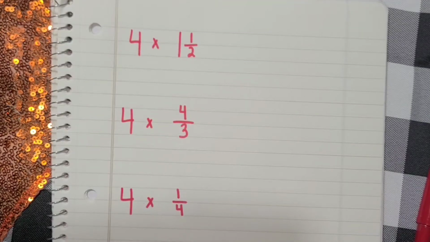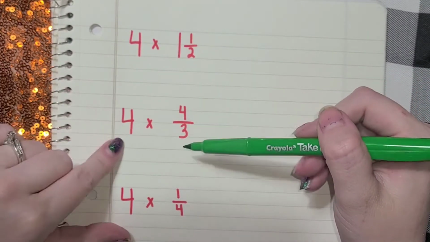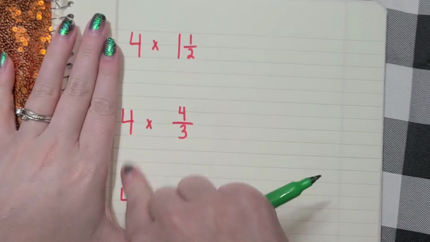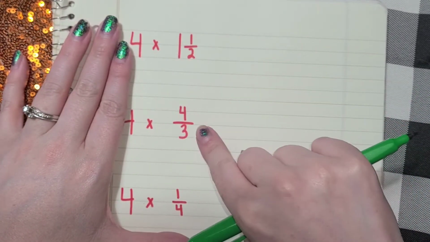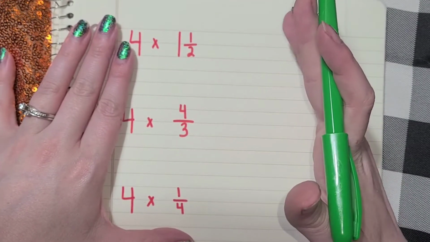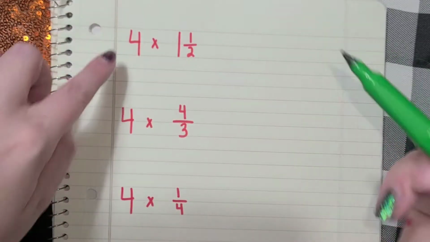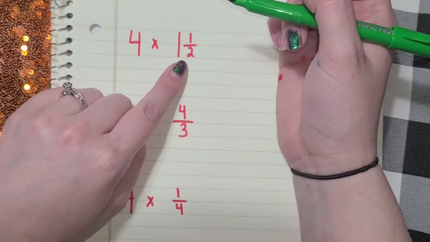We're going to do a little experiment and see how multiplying by fractions, and what kinds of fractions, affects our numbers. We're going to be multiplying 4 by all 3 different types of fractions: mixed numbers, improper fractions, and proper fractions, and just see what happens. Okay? All right. So first off, we're doing 4 times a mixed number.